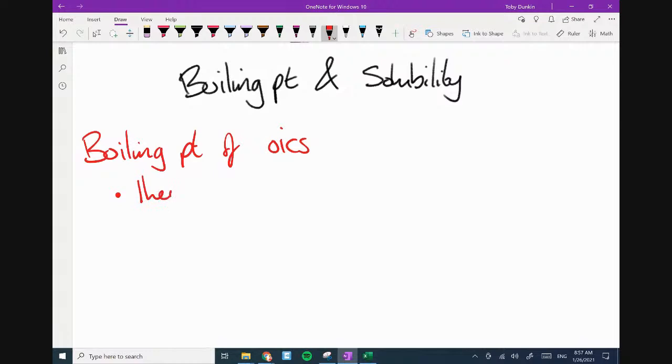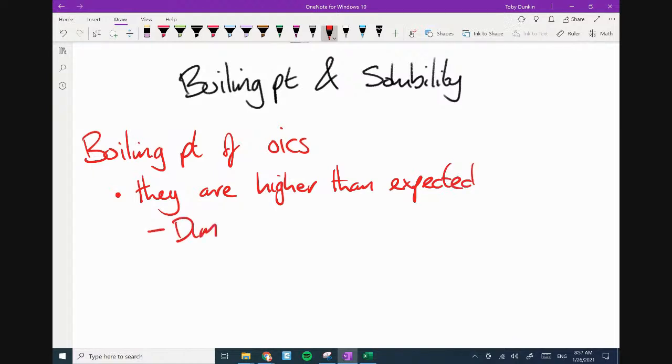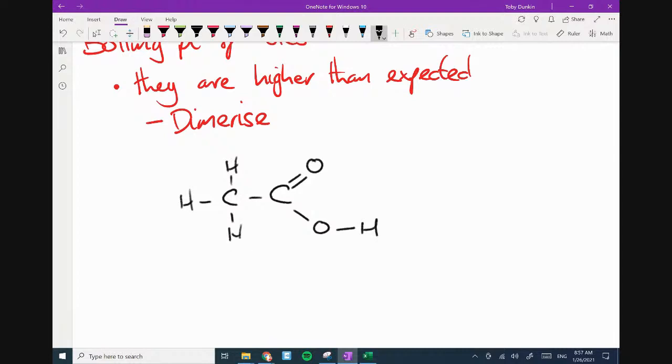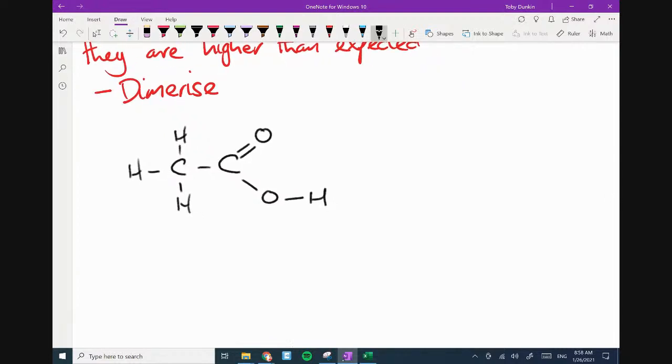Bullet point number 1. They are higher than expected. The reason why is they dimerize. We've already covered this in previous lessons. I'll now draw it for you. So what's going to happen is the ethanoic acid will dimerize with another ethanoic acid. I should have gone for methanoic, kept it shorter for myself. These are going to dimerize.